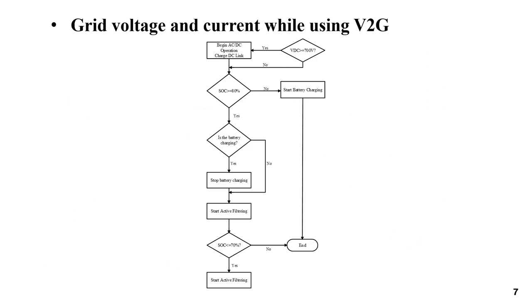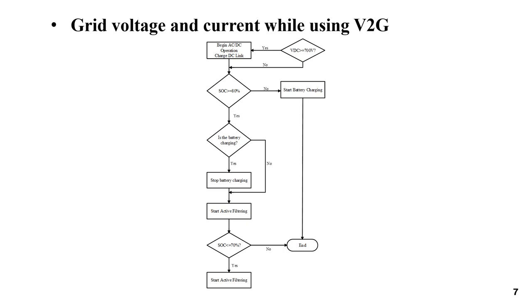This slide shows the grid voltage and current during the V2G conversion as a flowchart. According to the illustration, the DC link capacitor must first be fully charged and the DC link voltage must be less than 700 volts in order for the charger to function. The next action is to examine the state of charge of the battery.